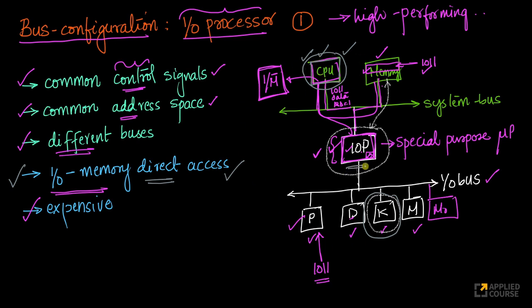Remember, your IO processor is a special purpose microprocessor. Today, high-end systems do have a special purpose IO processor to make the communication between CPU, memory, and IO devices much more efficient. But it's slightly more expensive because you have one more processor on your board.